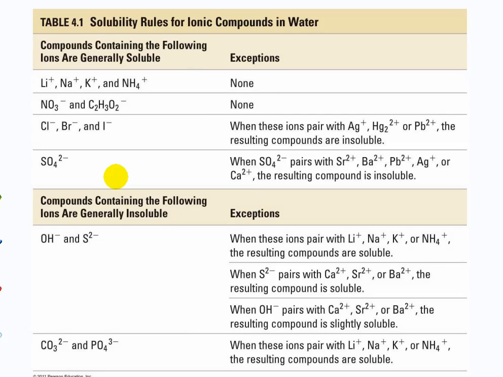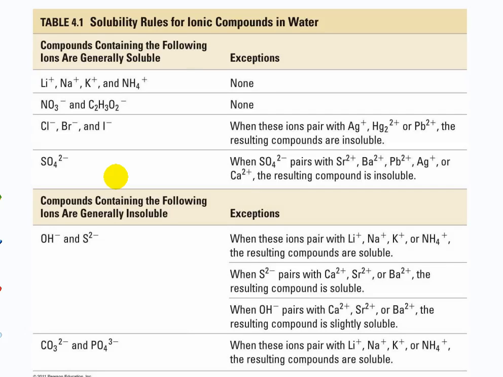It's not as tricky as it looks. There are some generalities here: some compounds are generally soluble or generally insoluble, and we can look at these and figure this out. Generally soluble ones are in the top. That means in most cases those things are soluble. And generally insoluble ones are in the bottom: hydroxides, sulfides, carbonates, phosphates. And then of course there are always exceptions.